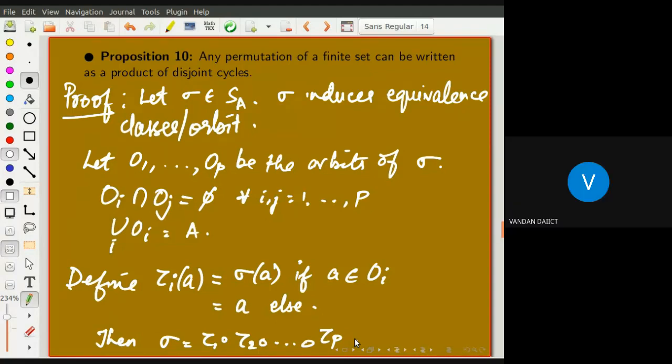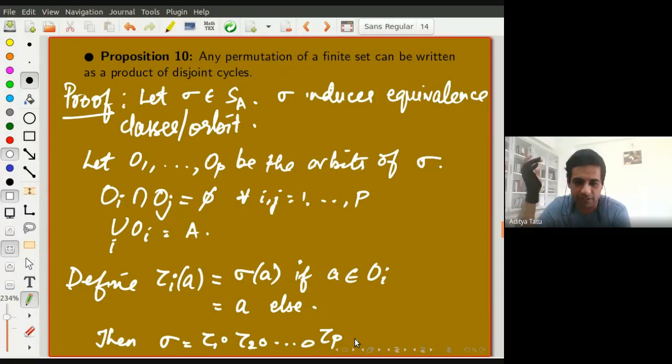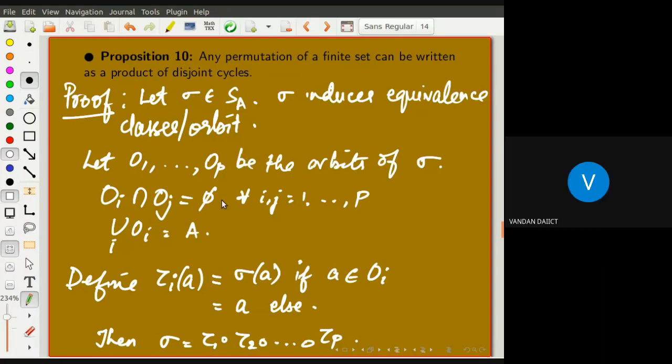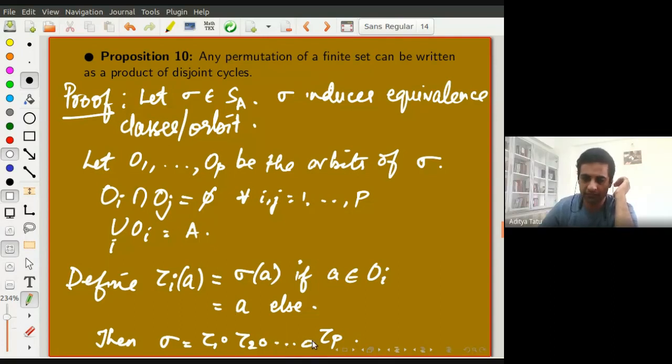Sir, each tau i contains one orbit and all other elements are mapped to themselves. Exactly. Okay, sir. So see, there are p orbits, right? Yes, sir. So there will be p cycles. Exactly. And I hope it is clear why these p cycles should be disjoint, simply because the orbits are disjoint. Yes, sir. Clear.